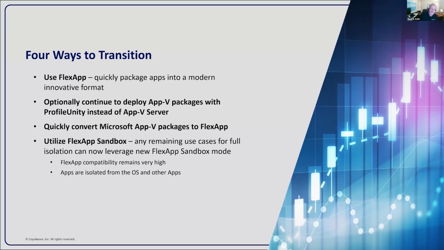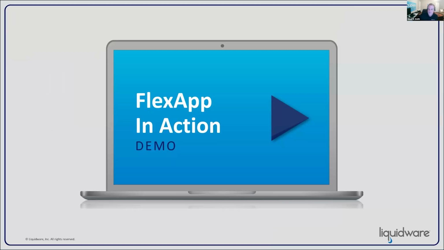You can optionally continue to deploy App-V packages with ProfileUnity. That is another way to transition, because after all, the sequencer and the packager are still around. If you want to keep running App-V, you can, and ProfileUnity can help you do that, since the server is dead. You can quickly convert existing App-V packages over to FlexApp. You'll see a demonstration of that in a moment. And you can lastly use the FlexApp Sandbox. Any remaining use cases can use that technology we just discussed.